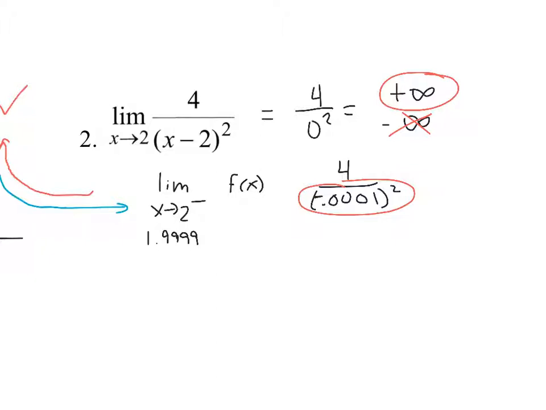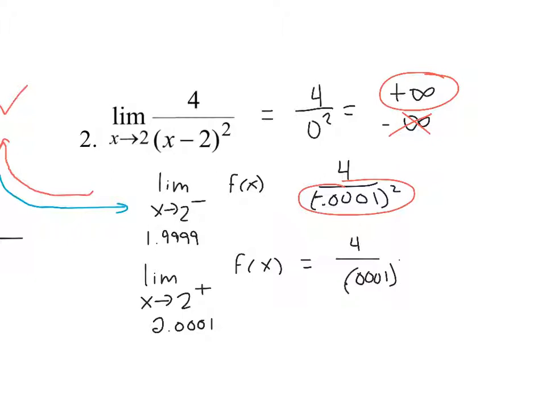So if I do it from the right, a number slightly bigger than 2 might be 2.0001. If I plug that in, I'm going to get 4 over 0.0001 squared. But with the squaring, that's going to give me the same thing. So both of these equal infinity. Coming from the left equals infinity, coming from the right equals infinity. So the limit is infinity.